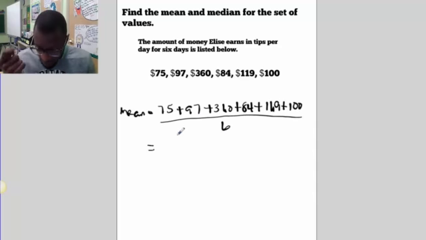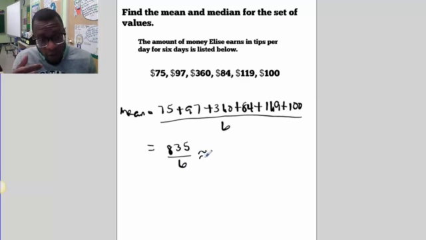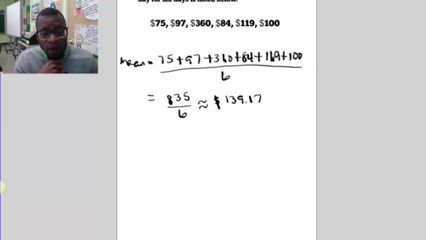Okay, and so if we take the sum of these numbers, we get a sum of 835, and we want to divide that by 6. Okay, and so we get approximately that the mean amount of money that Elise earns per day is going to be roughly $139.17. Okay, and so now we want to find the median for this same set of data. Okay, and so the median, remember, we want to place our numbers in numerical order.